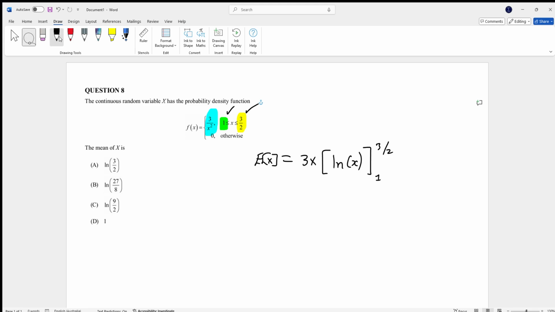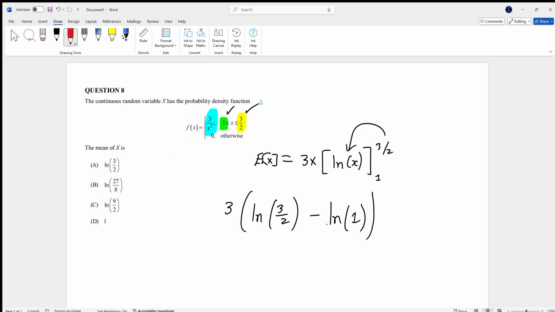Okay, so here what we're going to do next is put in the upper bound and then subtract the lower bound. So here we still write the 3, then we put the upper bound into the function. So it'll be natural log of 3 over 2, subtract natural log of 1. Now, natural log of 1 is equal to 0, so all we're left with is 3 natural log 3 over 2. Now we look to see if that is our answer here.